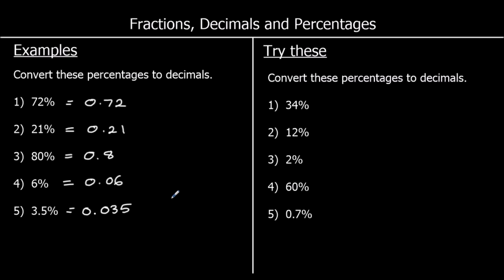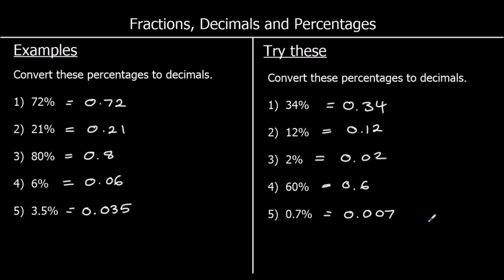So 5 for you to try. Convert the percentages to decimals. So each time divide by 100. Question 1, you should have 0.34. Question 2, 0.12. For 2%, 0.02. 60% is 0.6. And 0.7% is 0.007. Divide by 10 once for 0.07. Divide by 10 twice for 0.007.